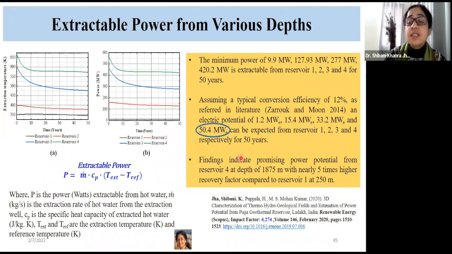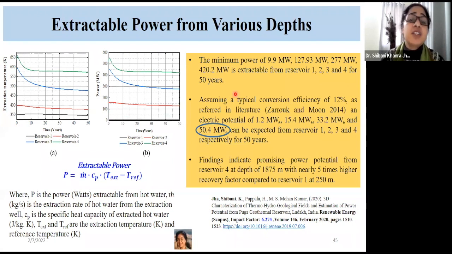So this value again indicates the promising power potential from reservoir 4, which is at less than 2000 meters, as you can see here. Now, reservoir 4 is at 1875 meters, which again has a very high recovery factor compared to the other reservoirs at shallow depths, 1 to 250.